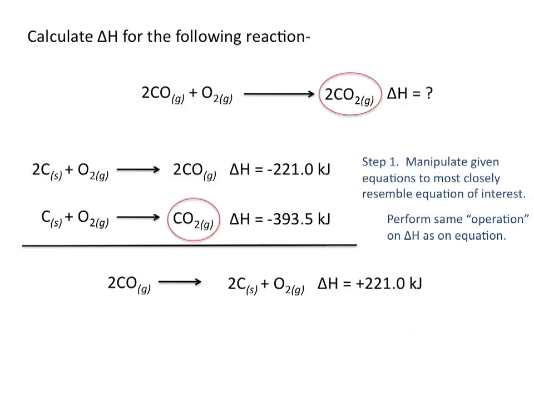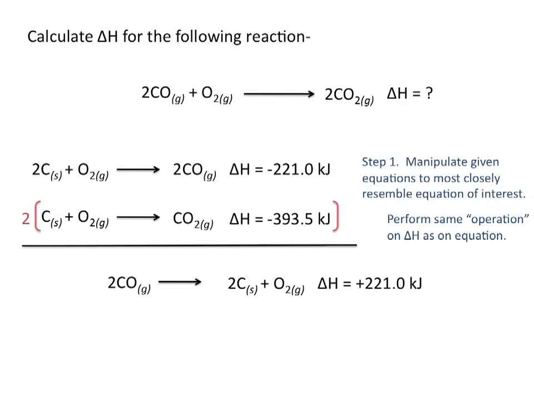Looking at our reaction of interest, I see that there are 2 moles of CO2 on the product side. And when I look down at our given equations, I see only the second one has CO2. It is on the product side, but there's only 1 mole of CO2 in this reaction. And so for this equation, I need to multiply it by 2, so that I have 2 moles of CO2 and it more closely resembles the reaction of interest. And when I multiply the reaction by 2, I need to multiply the whole equation by 2.